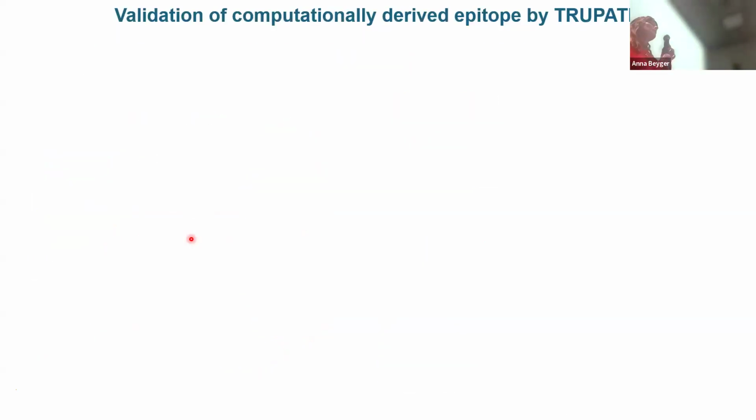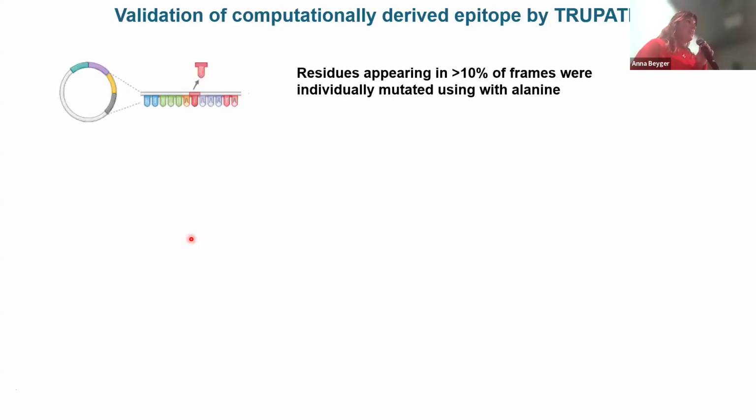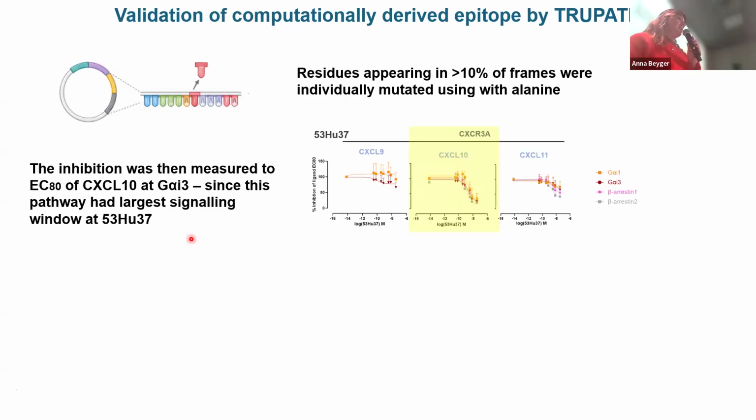Once we had those residues, the next step was to computationally validate them, and we chose the TRUPATH system for validation. How it was done is that each residue appearing in more than 10% of the frames was individually mutated to alanine. We chose alanine because it's chemically inert. It doesn't really have a side chain to form interactions, so we substituted each residue with it.